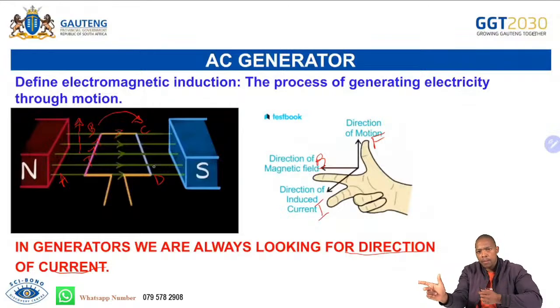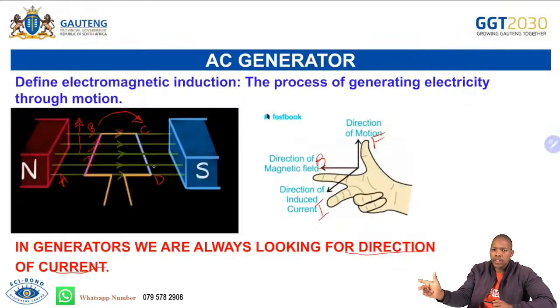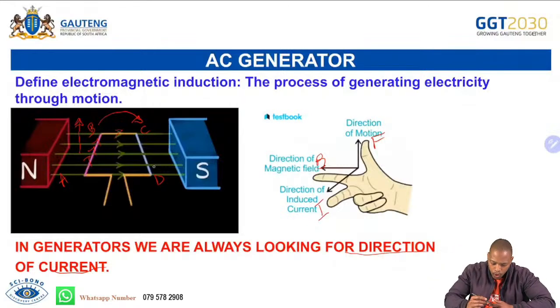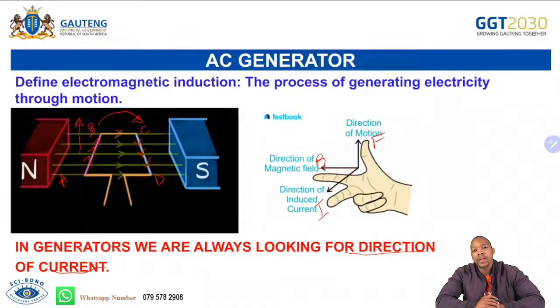Is it going up or down? It should be going down. If it goes up on this side, it should be going down on the other side. Therefore, I should flip and make sure that the thumb is facing down. So that gives me the direction of the current going out of the page, going from C to D. That confirms that the direction of the current must be moving from C to D in this direction.